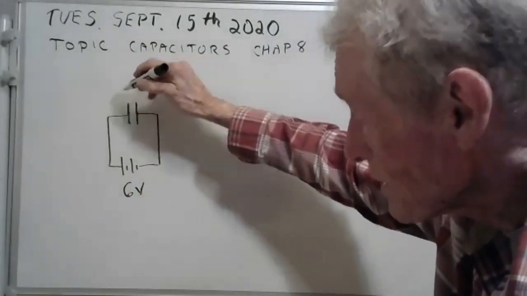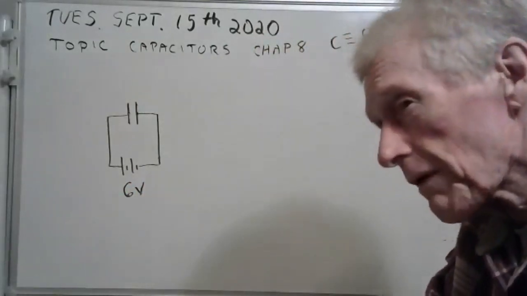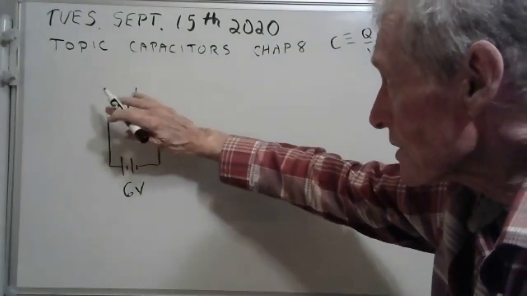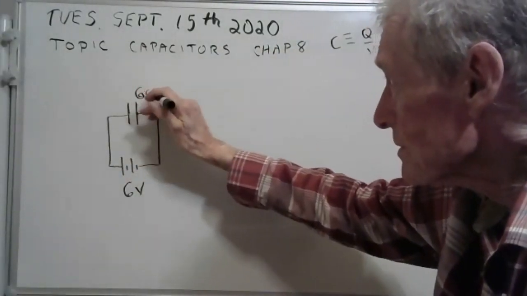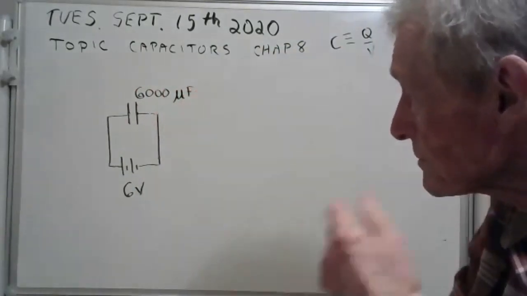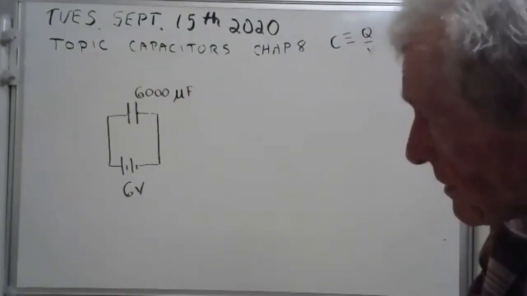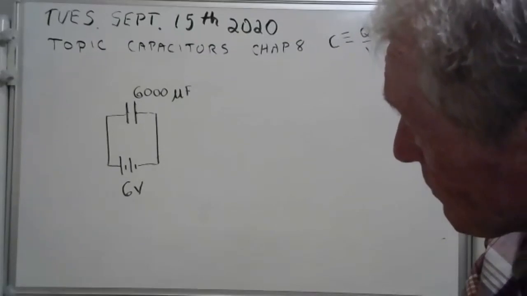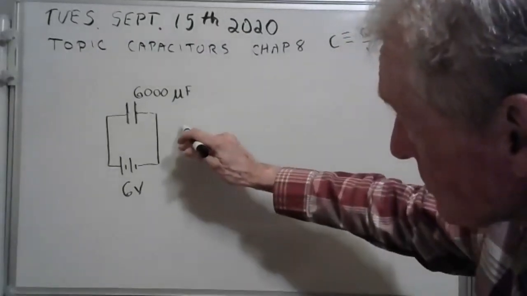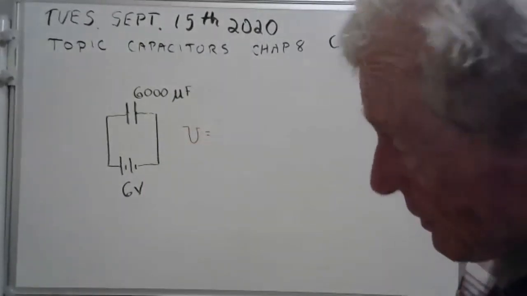What do we want here? Well, in the lab Thursday we have a 6,000 microfarad capacitor. Let's suppose we connected that 6,000 microfarad capacitor to a 6-volt battery. My question is, there's going to be energy stored in that capacitor.